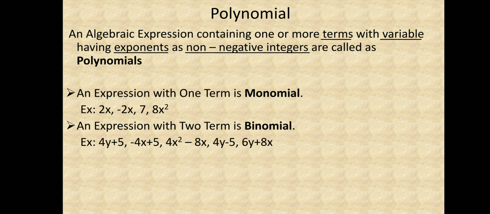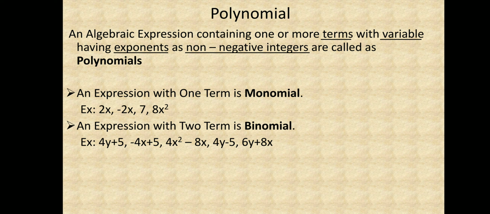And next you have the binomials, which are expressions with two terms. For example, 4y plus 5. This has two terms: the first term is 4y and the second term is plus 5. So this is a binomial. Others are minus 4x plus 5, 4x square minus 8x, 4y plus 5, 6y plus 8. These expressions all consist of two terms, so these are called binomials.